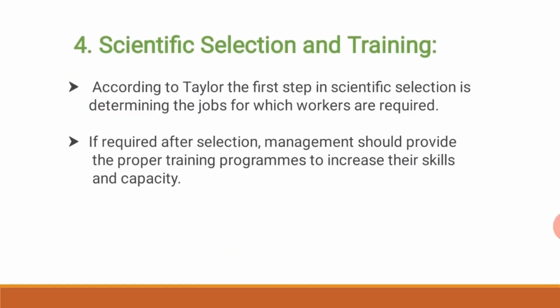The management should design a scientific selection procedure so that the right men are selected for the right job. Employees are selected according to predetermined standards. According to Taylor, the first step in scientific selection is determining the job for which workers are required. After that, the most appropriate qualifications, training, experience, and level of efficiency for the requisite post are determined. If required, after selection, management should provide proper training programs to increase their skills and capacity.